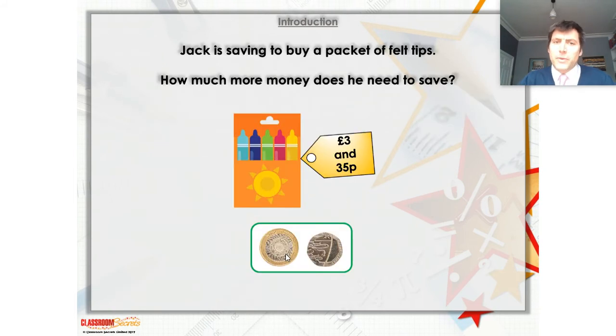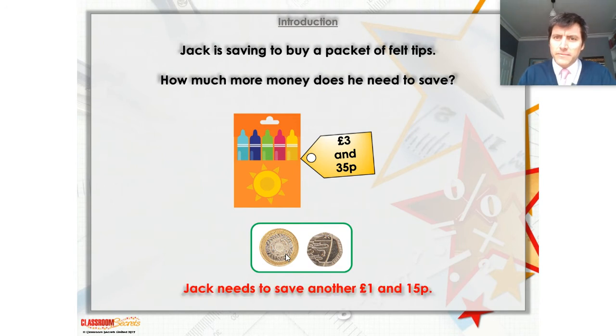Okie dokie. Jack's buying a pack of felt tips. He's saving up. So far, he's got that money at the bottom. What's that? A £2 and a 20p. What does that combined make? 220 pence, £2.20. And the felt tip pens in total are going to cost him £3.35. So how much more will he need? What do you think? Well done. If you got £1.15, I should say, shouldn't I? I'll put a pause up on the video so you know that you need to solve the problem there.